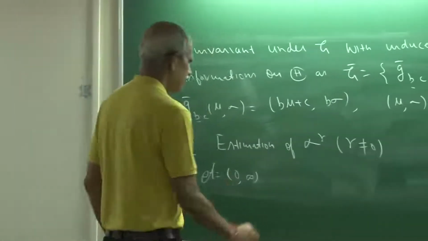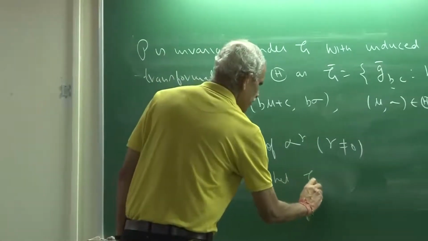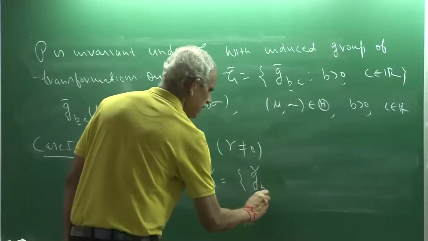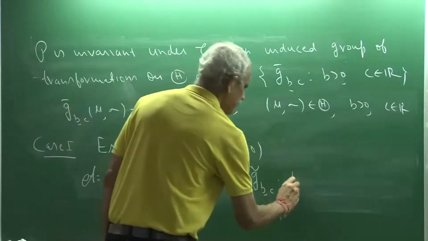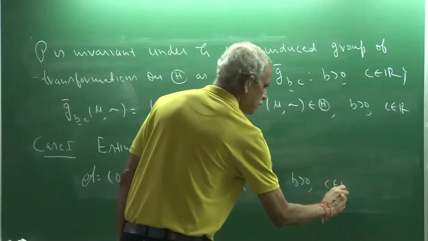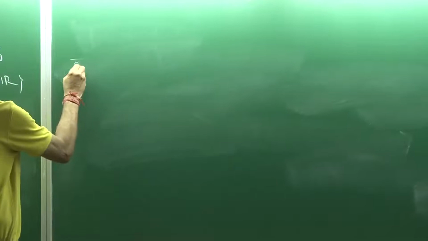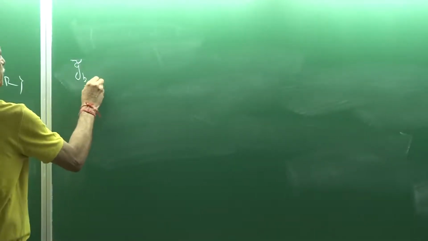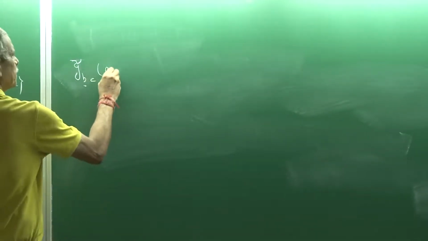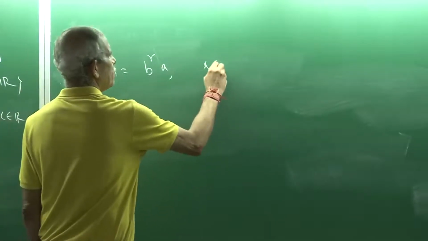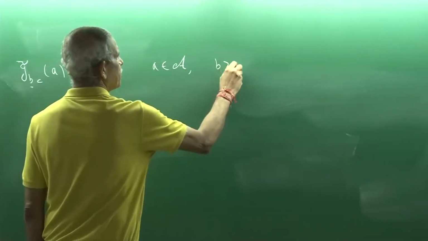So let g tilde be nothing but g tilde of bc, such that b is positive, c is real. And what is my g tilde bc of a? That is nothing but b to power r into a. A belongs to Xn space, b is positive.